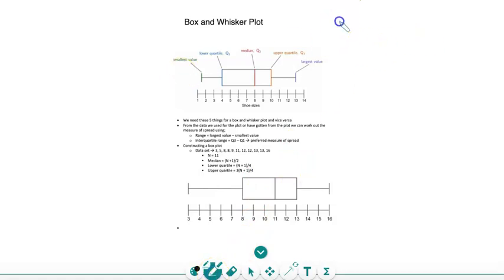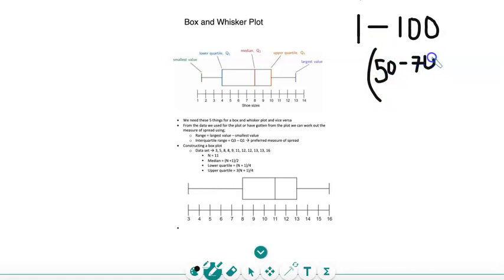So, if we have a data set that spans from 1 to 100, 1 being your lowest number and 100 being your highest number. Now, let's say the majority of your data set runs between 50 to 70. And then you have a data point, let's say 1 out here and 100. Now 1 and 100 would be your outliers because they're not within the majority in a sense. So 50 to 70 would represent your box, and 1 to 100 will represent your whiskers, which are your outliers.